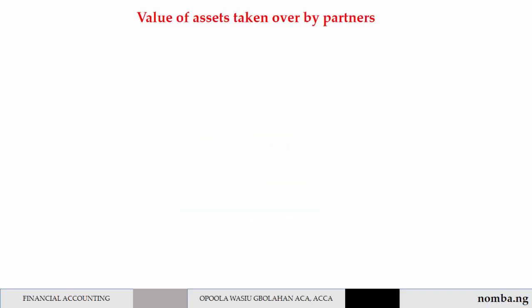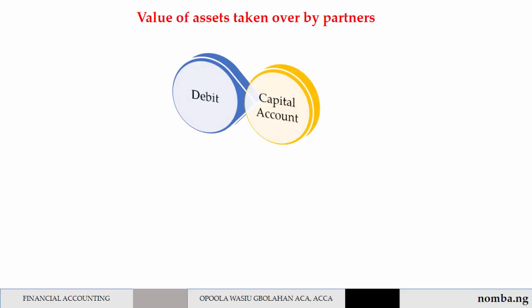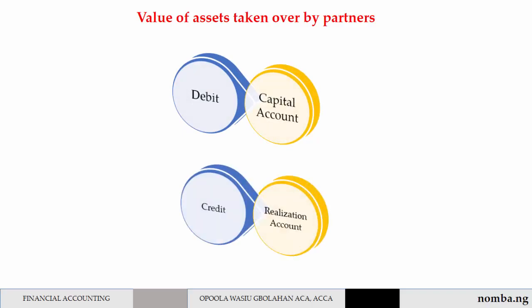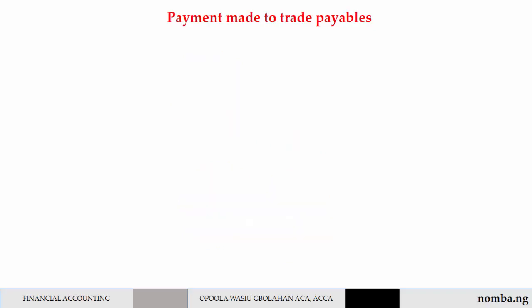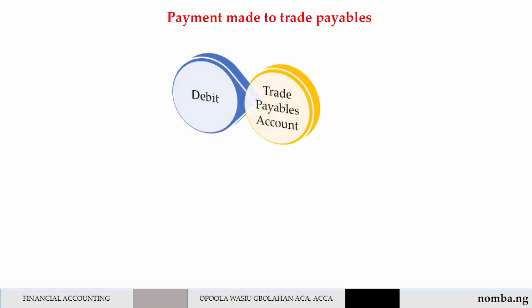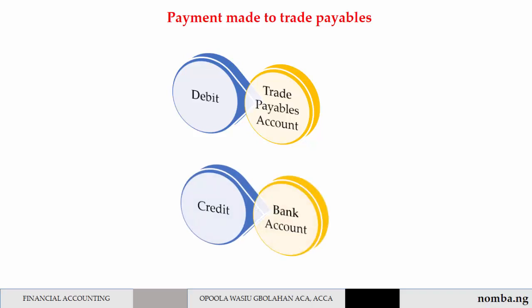C. The value of assets that were taken over by a partner without payment. You debit the partner's capital account and you credit the realization account. D. The payments that were made to trade payables. You debit the trade payables account and you credit the bank account.